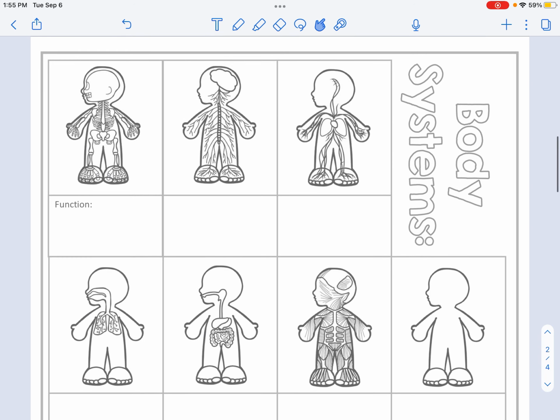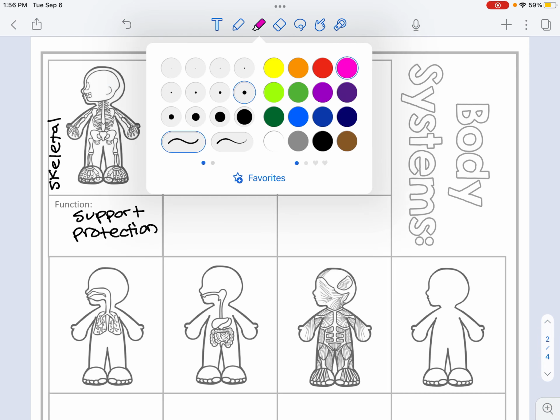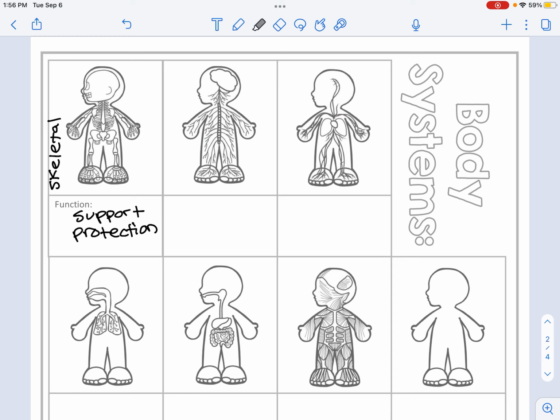Scrolling back here, we have all the body systems, and the white box underneath is supposed to be their functions. So our first guy up here is skeletal. His main function, there's lots of things that the bones do, but it's basically support and protection, most of it. And I'm going to color in the bones because I can.